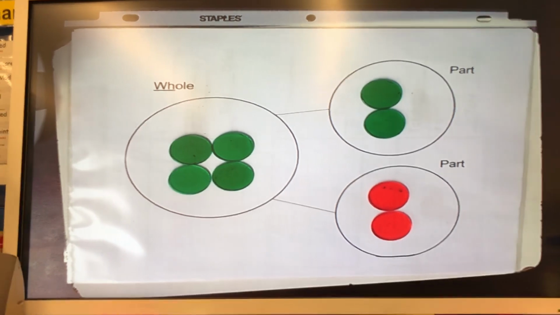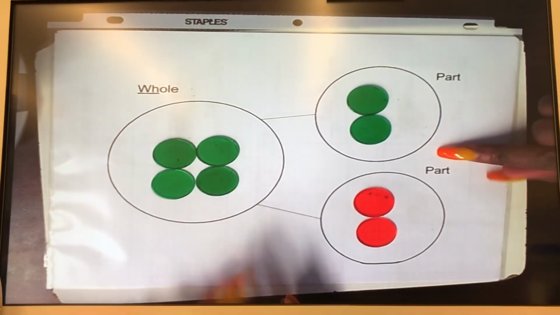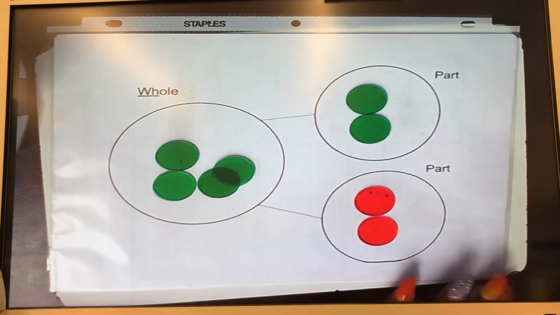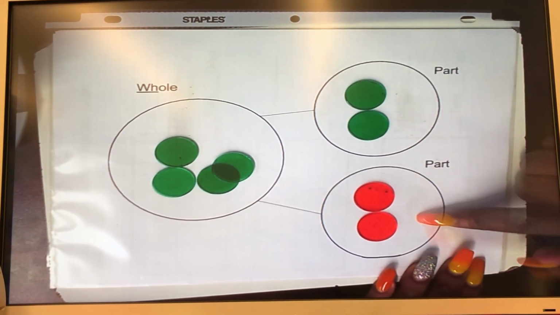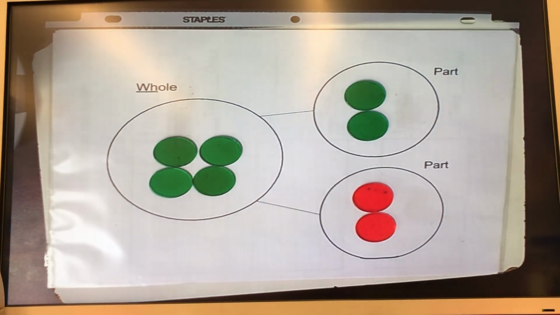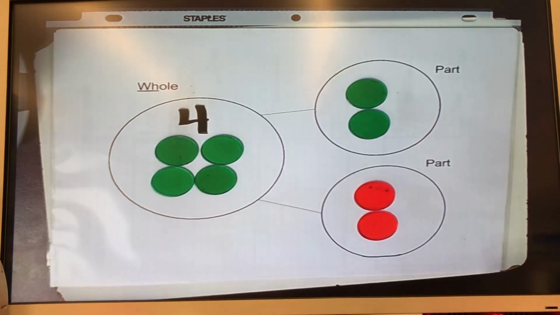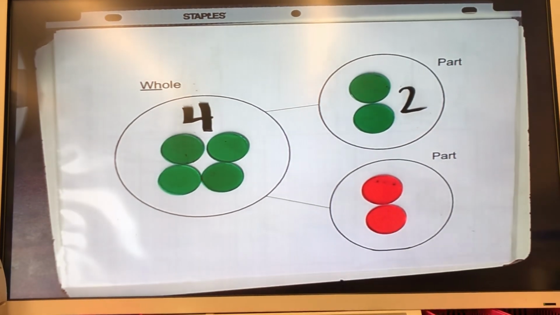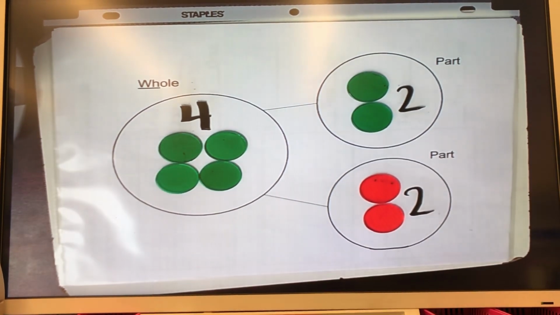Cool. Okay, let me tell you what I noticed about this picture. I noticed that there are 4 green counters. Let's count it to be sure. 1, 2, 3, 4. And I noticed that there are 2 counters in the part, 1, 2, and 2 counters in the red, 1, 2. Let me tell you what I noticed about that. I noticed that there are 4 counters here, so I'm going to write the number 4. I noticed that there are 2 counters here, so I'm going to write the number 2. And I noticed that there are 2 counters here, so I'm going to write the number 2.